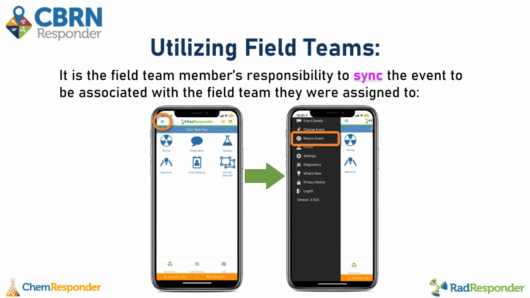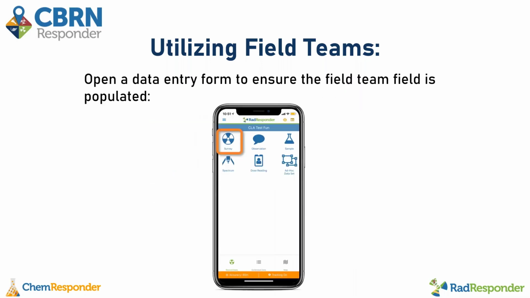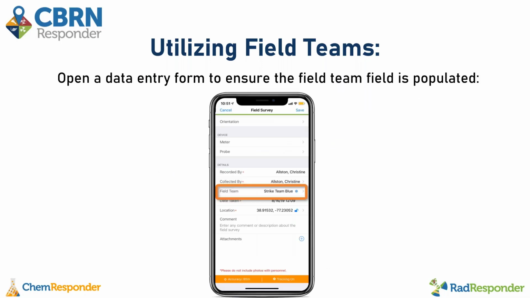Once your field teams have been created, in order to see those field team assignments, you must sync the mobile application. And just as a reminder, this is not done automatically. It is your responsibility to sync your event. To see your field team assignments on the event, you can open any data entry form. So for example, I'm going to open my survey form. And if I scroll down to where it says field team, if I synced, my field team that I was assigned to will auto-populate here.